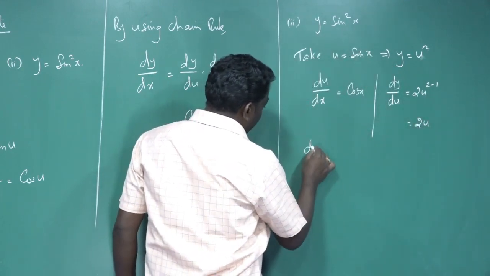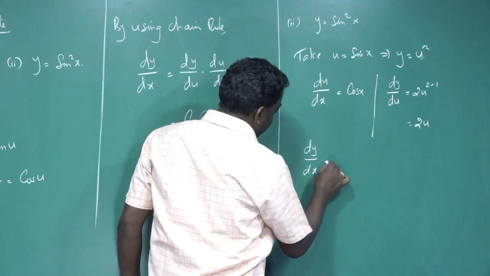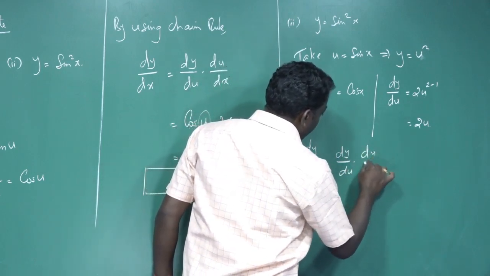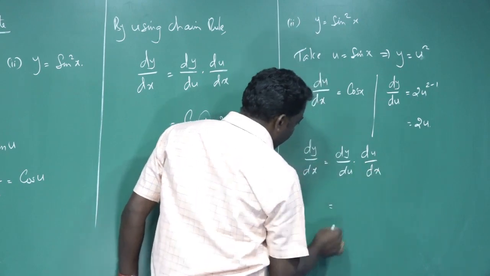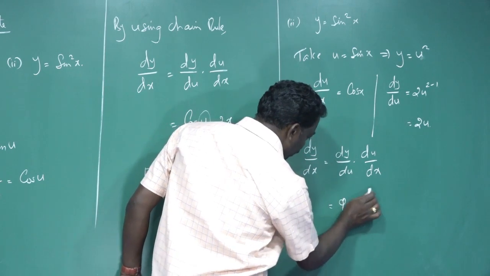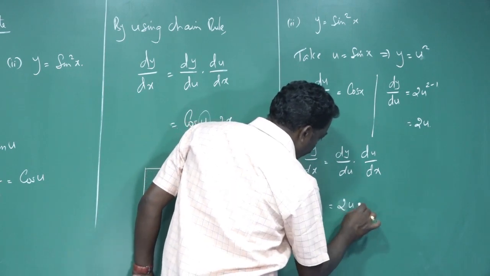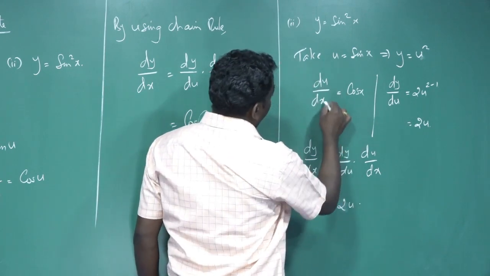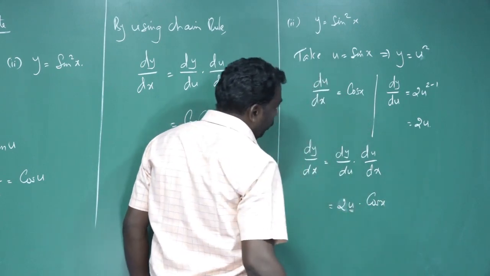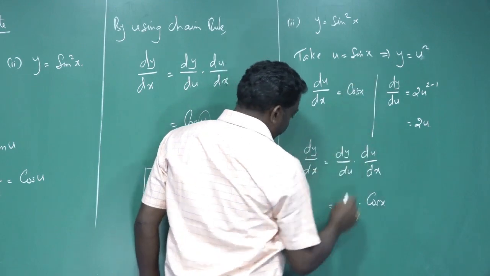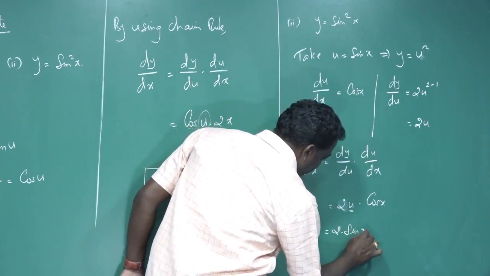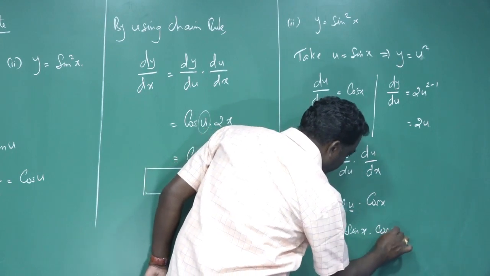What is the chain rule? dy by dx is equal to dy by du into du by dx. That is equal to 2u, 2 into u, into du by dx, which equals cos x. Now replace the value of u. U was considered to be sin x. That is equal to 2 times sin x into cos x.